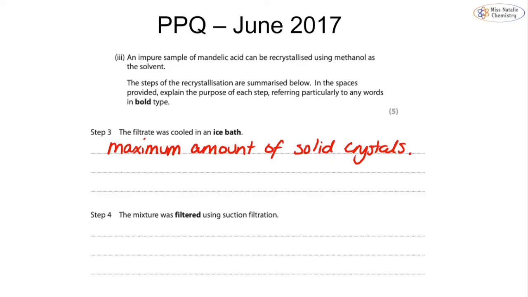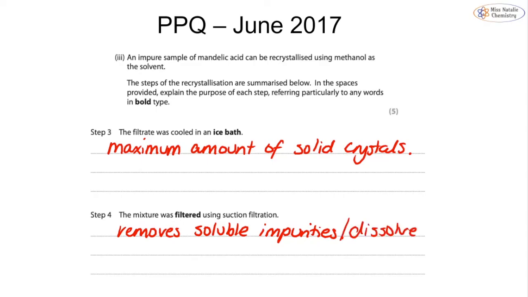And then we filter using suction filtration, and that removes the soluble impurities. Okay, and that's the soluble or the dissolved impurities. So that's the 4 key steps that we have for recrystallization.